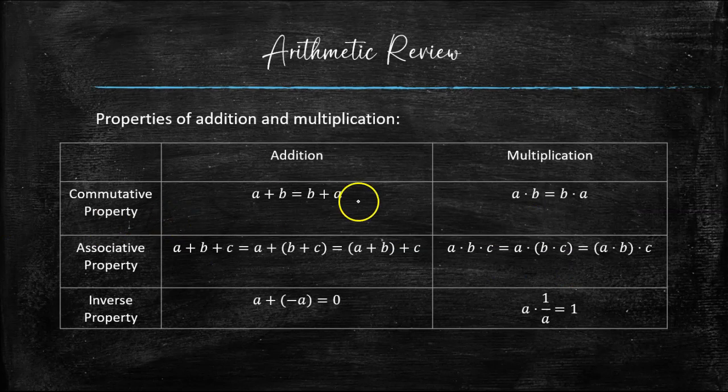The next table shows you properties of addition and multiplication side by side. These properties are called commutative, and this is associative, and this is inverse property. So when you look at it, you suddenly realize that there is a connection between addition and multiplication, right? So there is more to it than just multiplication is a repetitive addition.